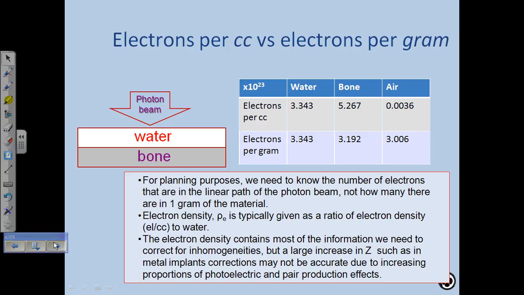So now this is a comparison of electron density, electrons per cc versus electrons per gram. You might see both of them, but it's important for us to realize which one we need to use. You can calculate this. You go to Johns and Cunningham or the back of Khan, there's tables of materials, and at the top of the material, it'll tell you the electron.